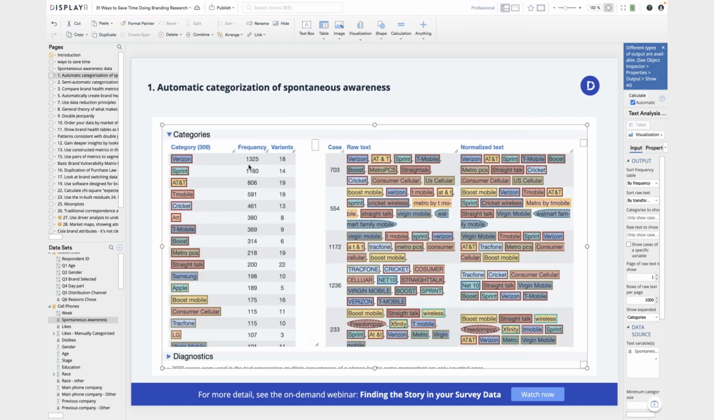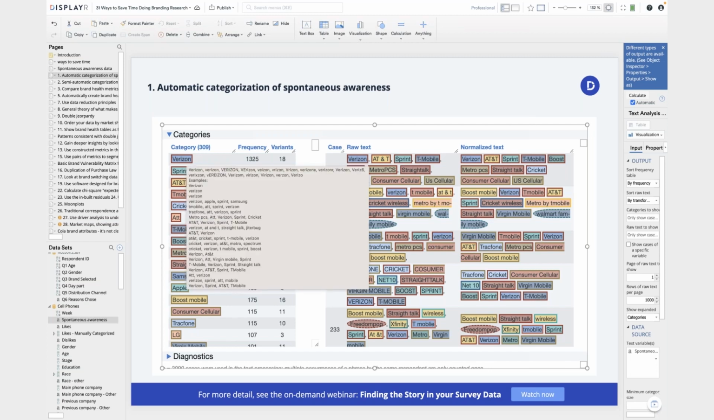So Verizon's mentioned 1,325 times, and it says there's 18 variants. Let's have a hover over and see what they are. And so you can see in the top row, and you might have to squint, all the different ways people spell Verizon that we've counted up automatically and put in the Verizon category.